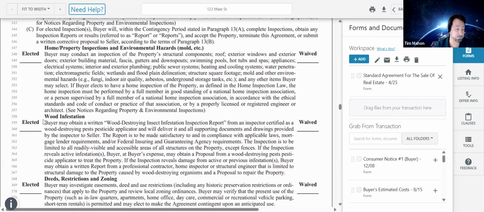Wood infestation would be if they want to do what we call a termite inspection. It's really not the proper name. I call it a termite inspection, but it's actually a WDI, or wood destroying insect, because it's not exclusive to termites. It could be carpenter ants or carpenter bees or anything else that eats wood. So they can have that separately. Usually the home inspection companies also do termite inspections as well. Okay. But they could maybe elect or waive that.